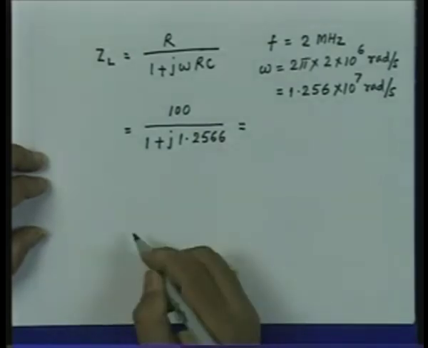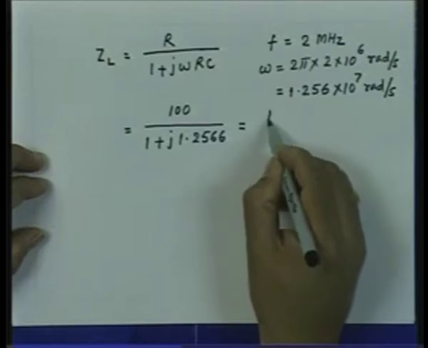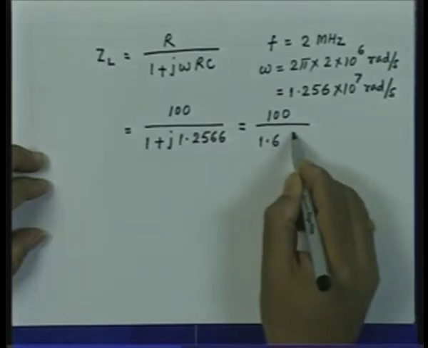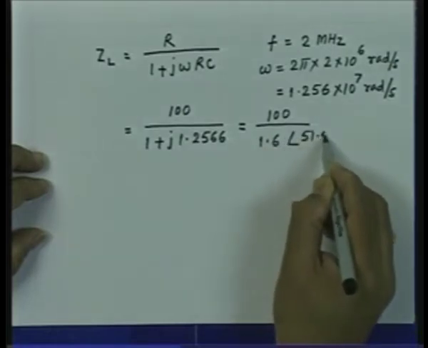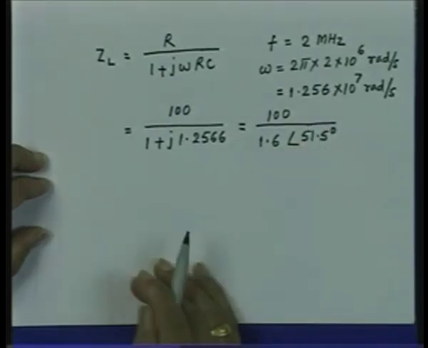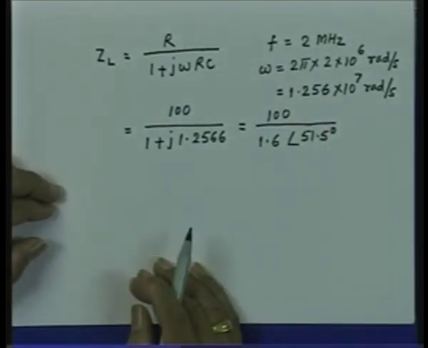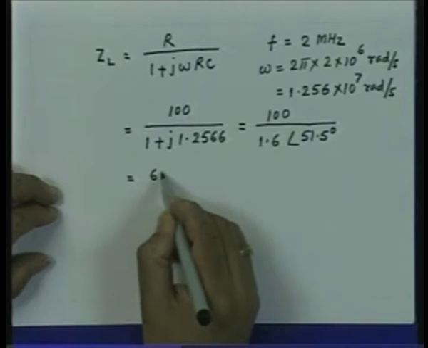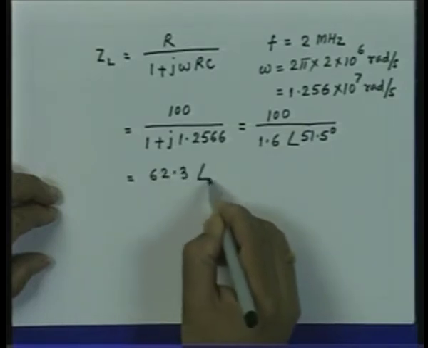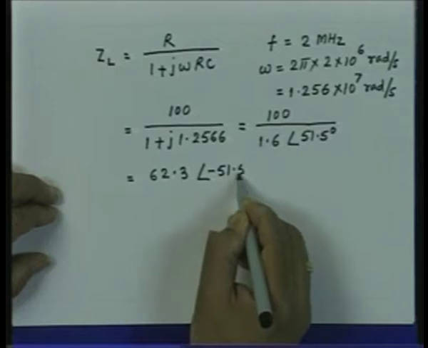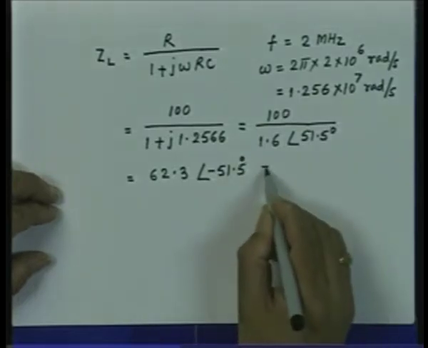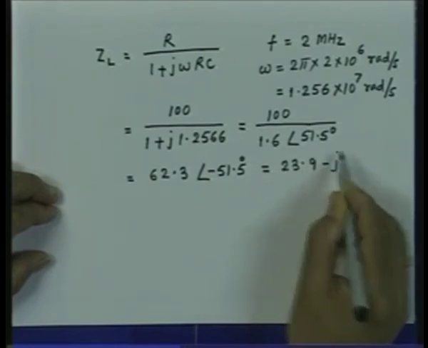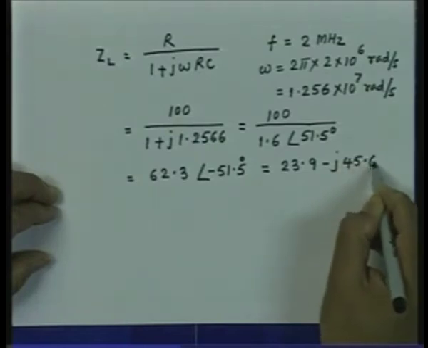So, that impedance will be 100 divided by 1.6 with an angle 51.5 degrees. So, the load impedance I can write either in the polar form, which is 62.3 angle minus 51.5 degrees, or in the real and imaginary part, which is 23.9 minus j 45.6 ohms.